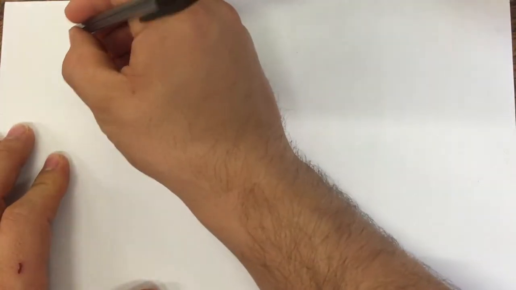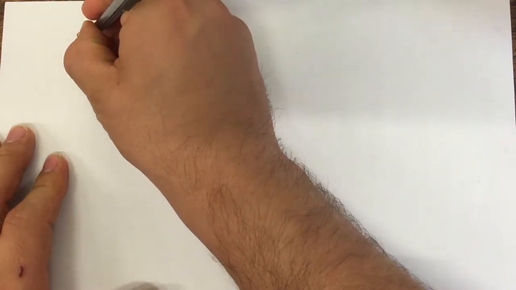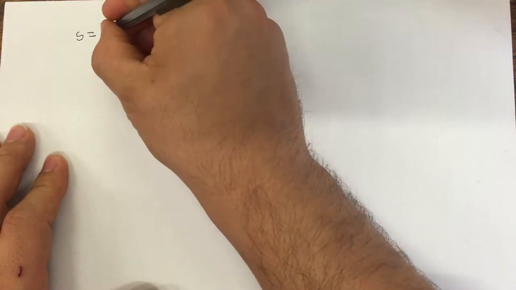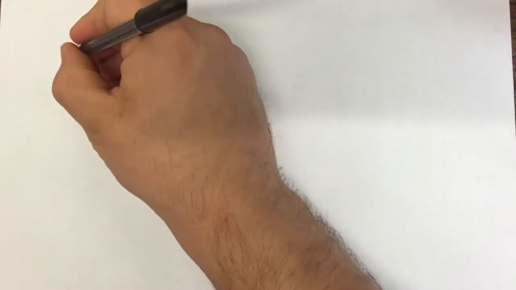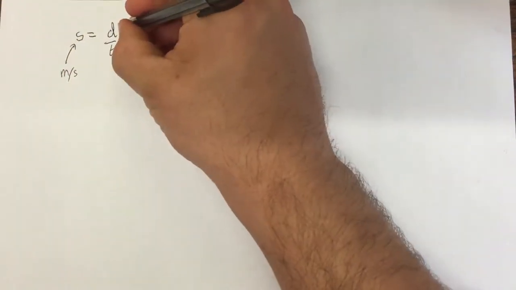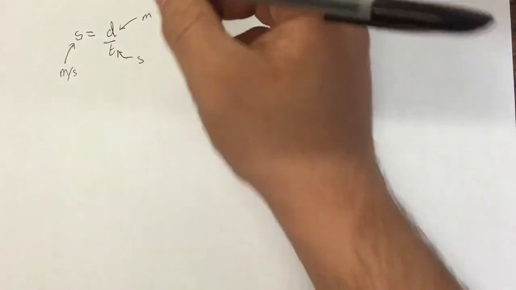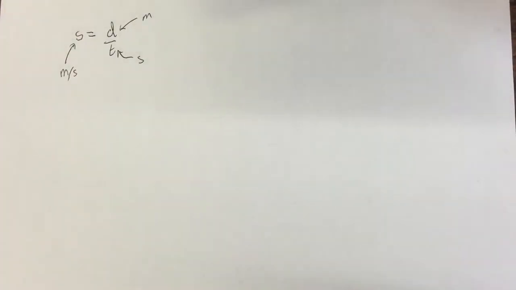This video is on distance time graphs and how to calculate the gradient of a distance time graph. So you should have done by this point the equation for speed, which is speed is distance divided by time. Speed we measure in meters per second, distance we therefore measure in meters, and time we measure in seconds. So that's our basic equation for speed.